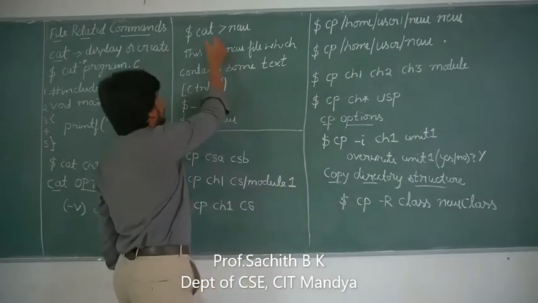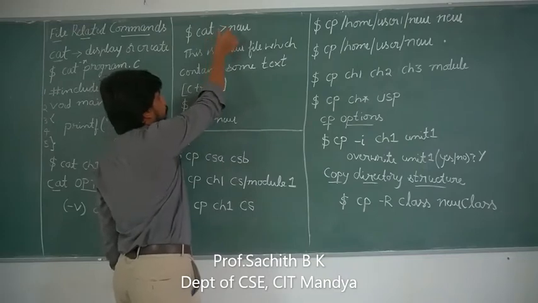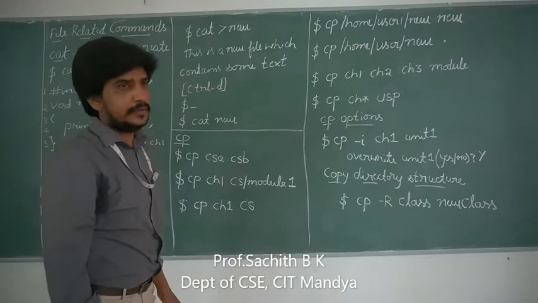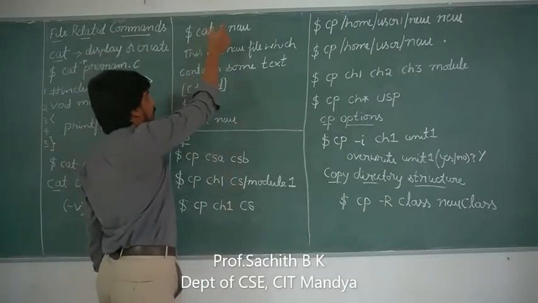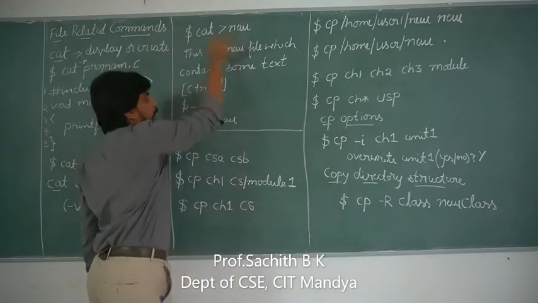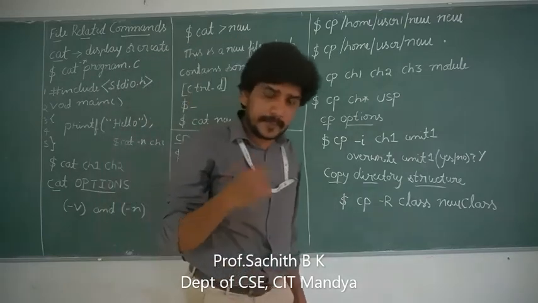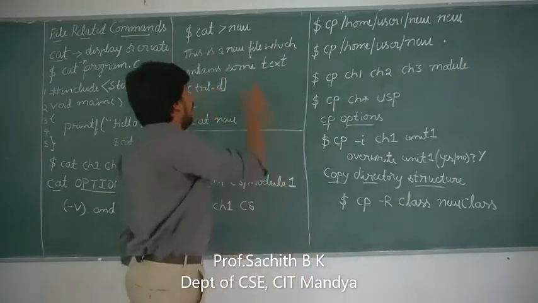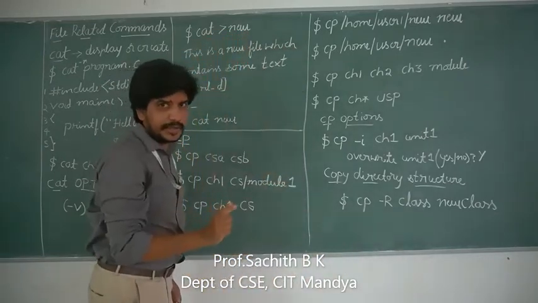As you can see here, in order to create a file, the symbol you need to use is the greater than symbol. So write the cat command, write the greater than symbol, and then write the file name. So new is the file name of the file you are creating. The file you are newly creating, its file name is new.